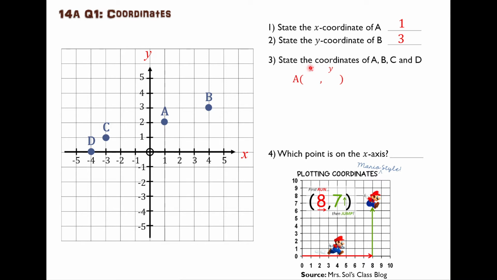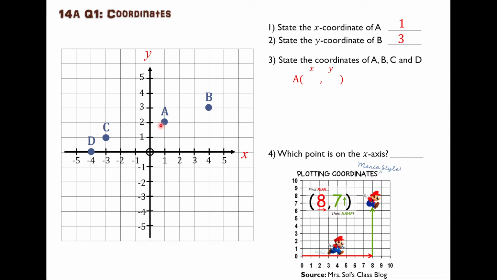How do I know that x comes before y? Well, it's like the alphabet. A, B, C, D, E, F, and so on, W, X, Y, Z. So we write that, x comes before y in the alphabet. So x, then y. And let's find the x coordinate of this point A.